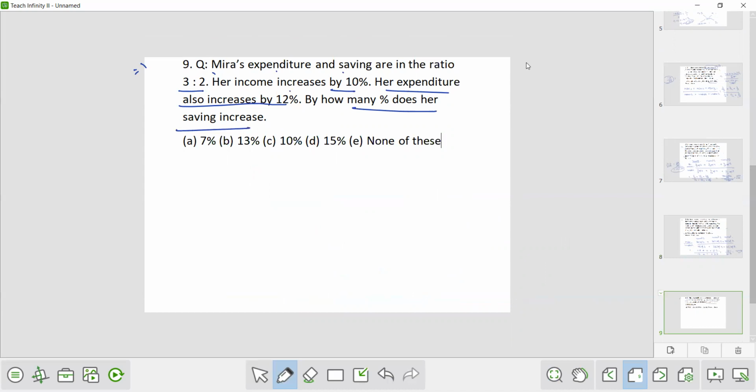So again, when you mix two quantities, we get the resultant quantity. Here, when you mix expenditure and saving, you get the income, because income is expenditure plus saving. So again, mixture and alligation will apply here. This is your expenditure, this is your saving. The rate associated with expenditure is 12%. The rate associated with saving we don't know, we have to find it. Let's say x. The rate associated with income is 10%. Now expenditure and saving are in the ratio 3:2.